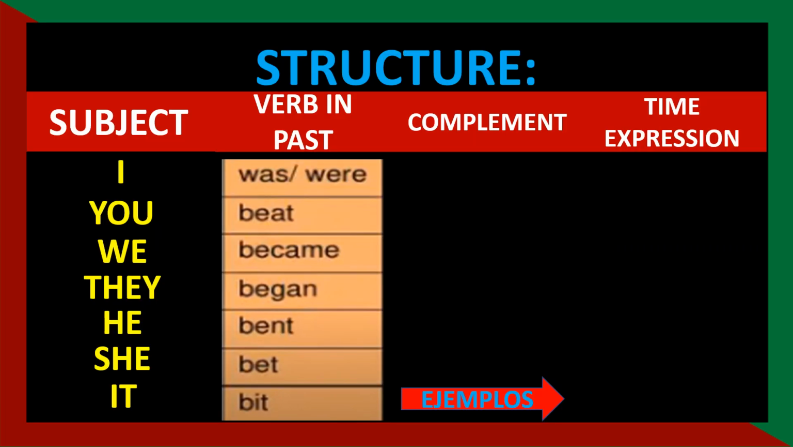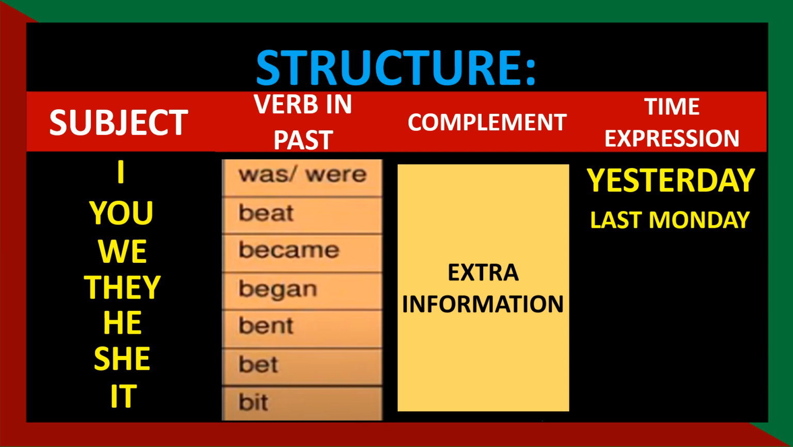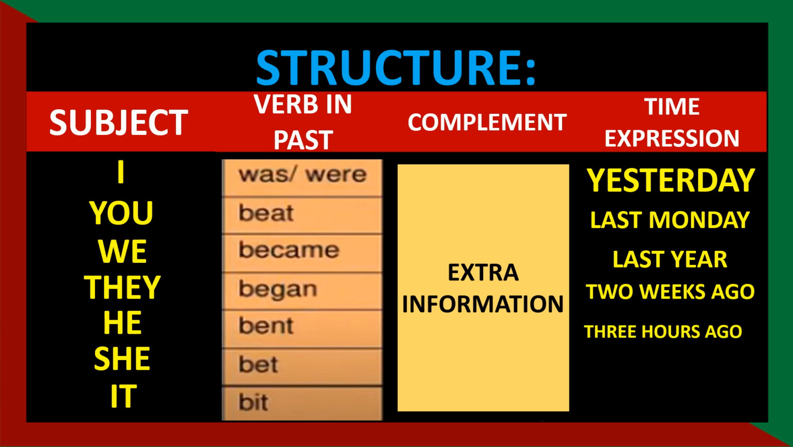After the verb in past, we should write extra information, a complement. The complement is any extra information. And finally, we must write a time expression such as yesterday, last Monday, last year, 2 weeks ago, 3 hours ago, last Sunday night. Let's check the examples.